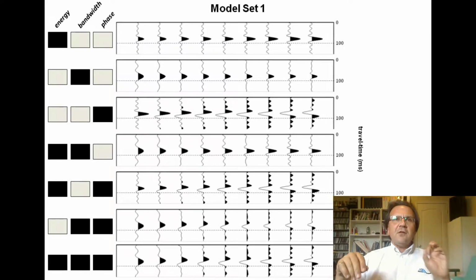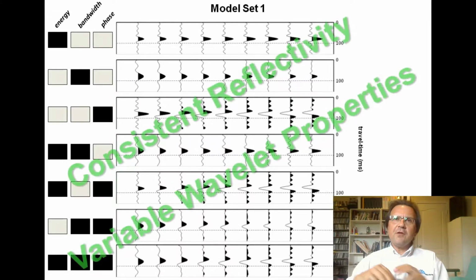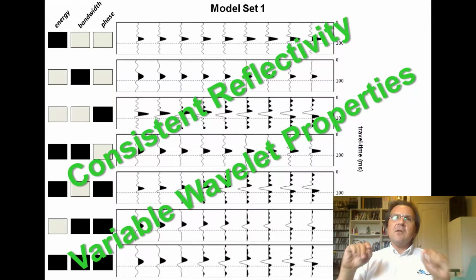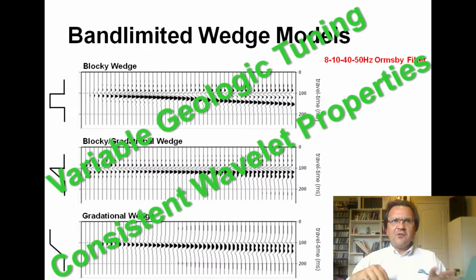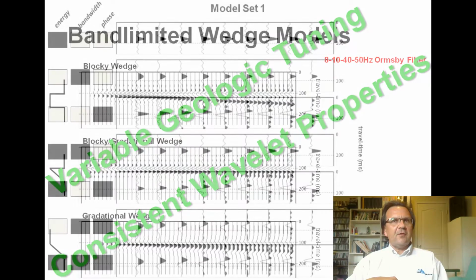There are two model sets that I found to be particularly helpful for illustrating traditional seismic trace attributes. The first set incorporates no geologic tuning. It focuses on amplitude, bandwidth, and phase variations in the seismic wavelet. The second set flips the focus. It maintains a constant seismic wavelet but shows the effect of variable thickness. Let's look at the first set in more detail.